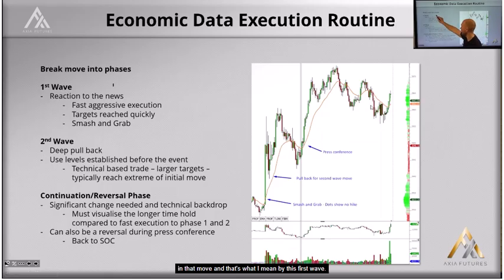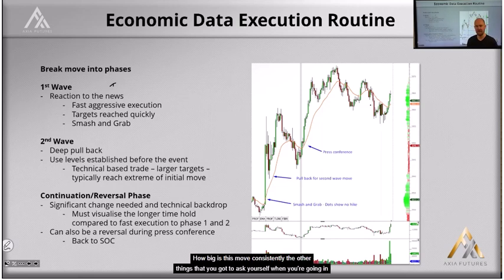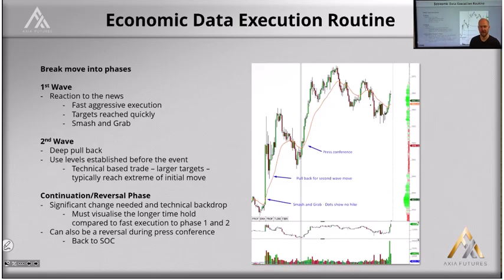And that's what I mean by this first wave. The very fast early move. What does that look like? What targets can be reached? How big is this move consistently? They're the things that you've got to ask yourself when you're going into prepping a piece of data. What's that first move going to look like? How are you going to react to it? How are you going to know that this is a very strong move higher?